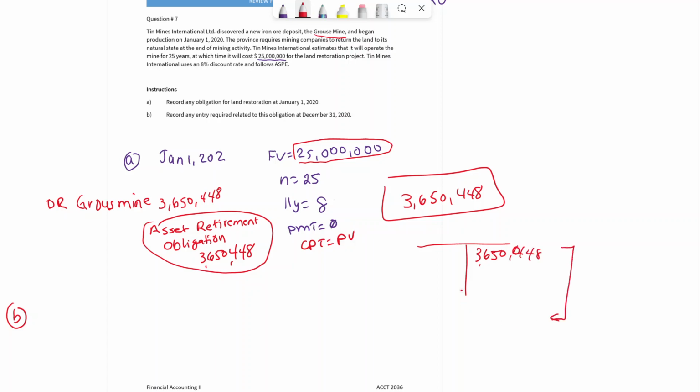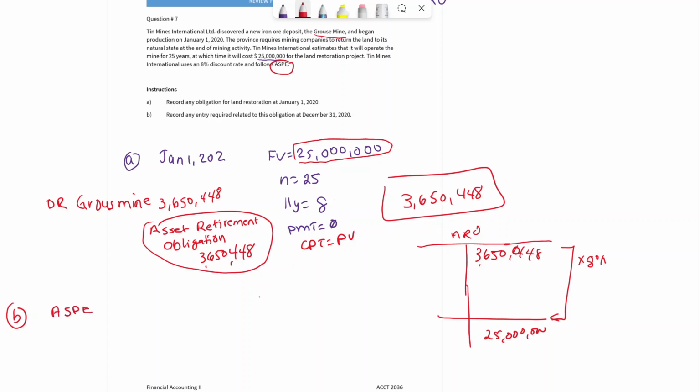After 25 years, your asset retirement obligation balance will be 25 million, and at that time we're going to make a payment. For each year, how does this arrive at the 25 million that we want? Every year, the carrying value of this obligation accrues interest. How we record the interest is different under ASPE and under IFRS. In this case, the company is using ASPE.